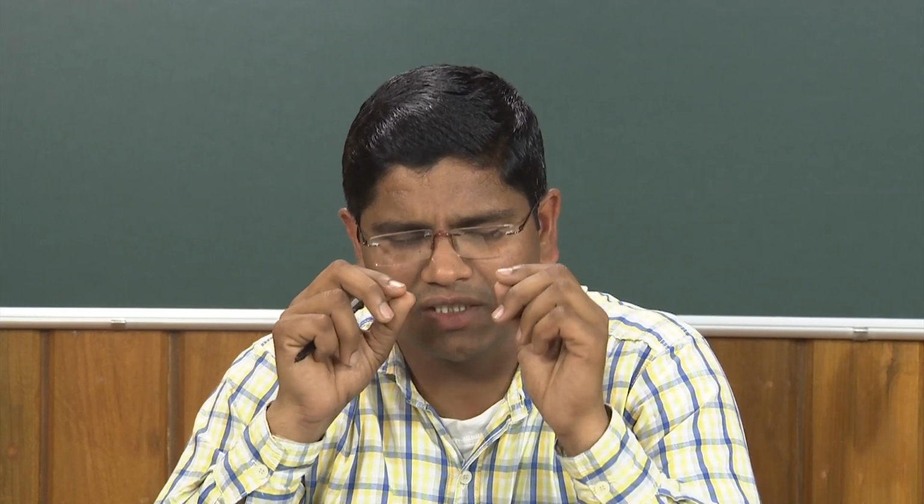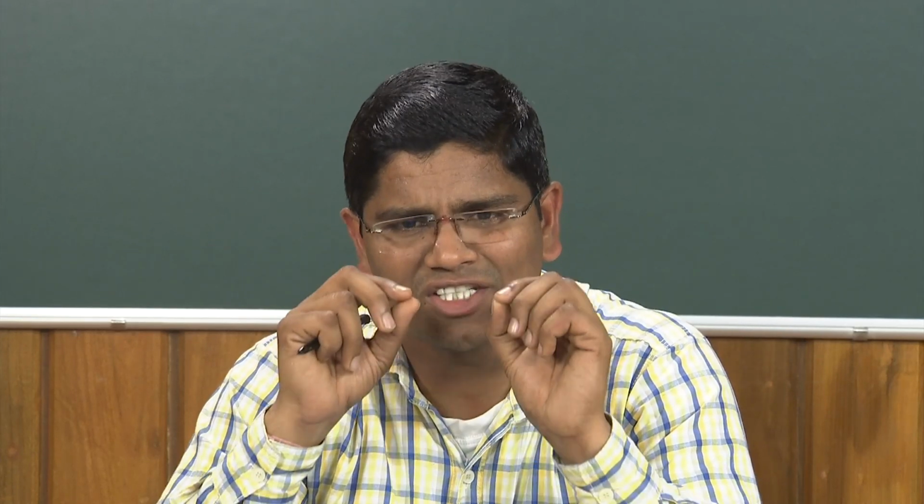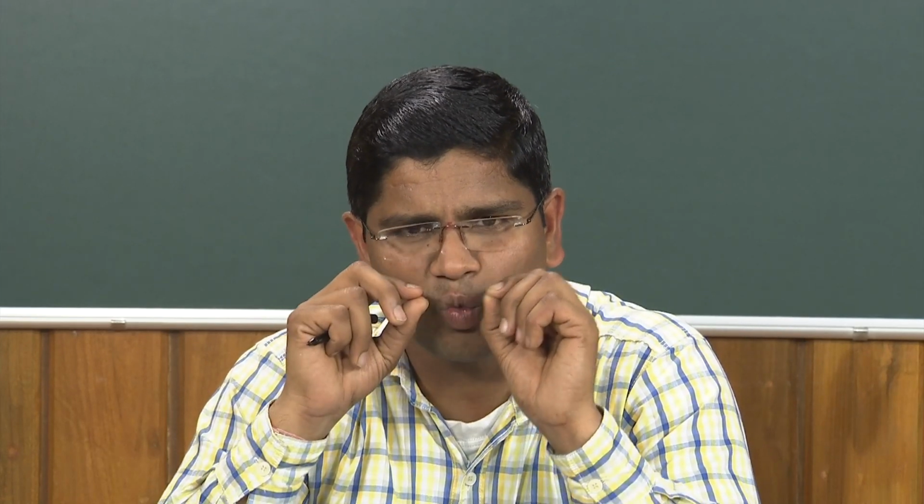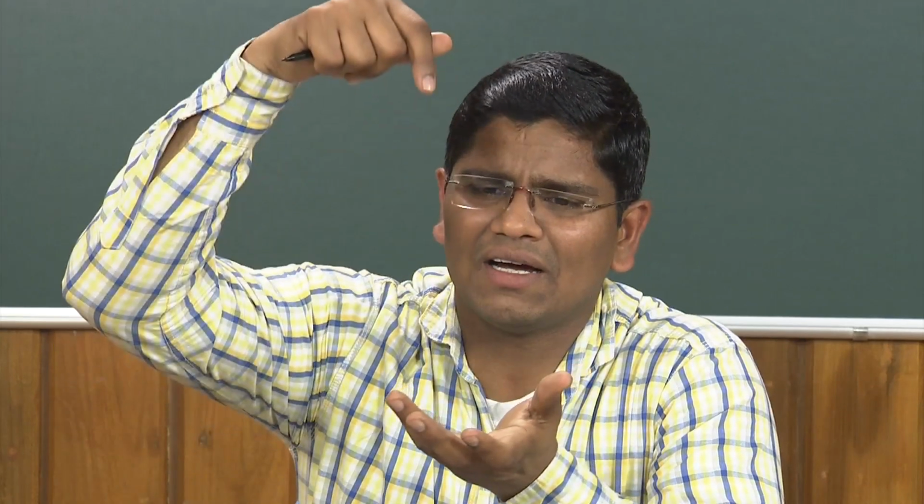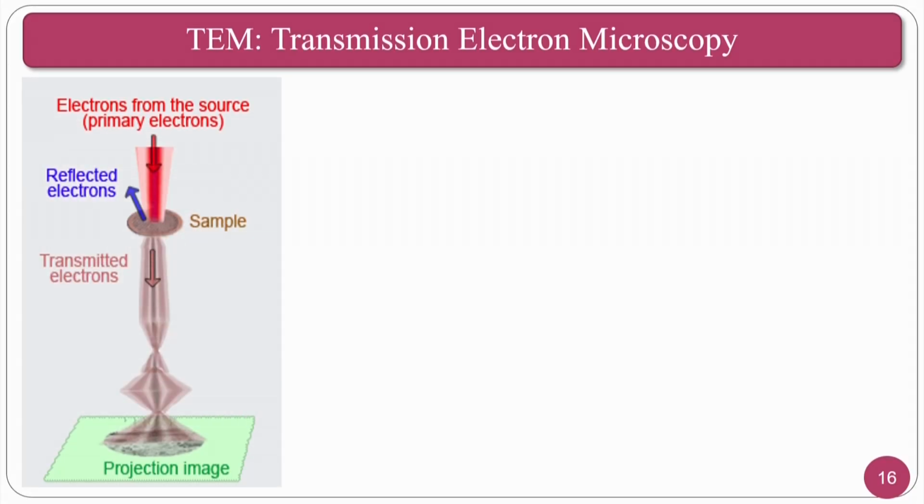For this purpose, the first and foremost difficult task is sample preparation. You have to make the sample so thin that transmission will take place across it. In transmission electron microscopy, the electrons are transmitted through the sample. The sample should be very thin so that the electrons pass through and give the projected image.